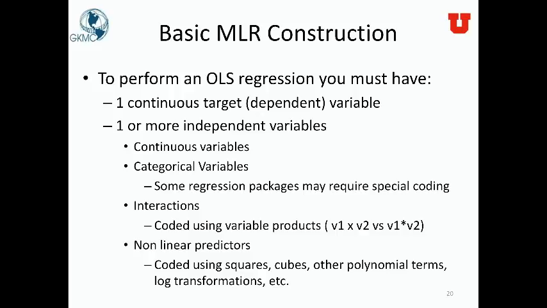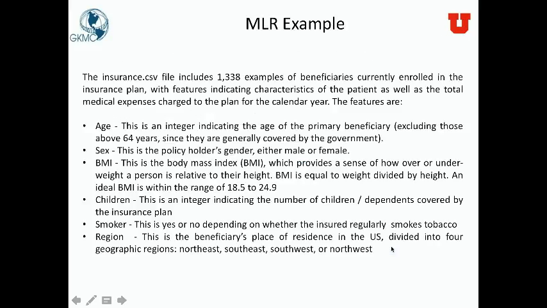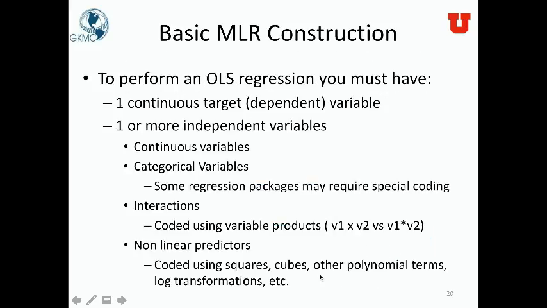So interactions are essentially a term that is expressed as a product of two variables, where V1 and V2 are included as separate individual predictors, or by using star to join these two predictors, both the product term and the individual V1 and individual V2 are included in the predictors.